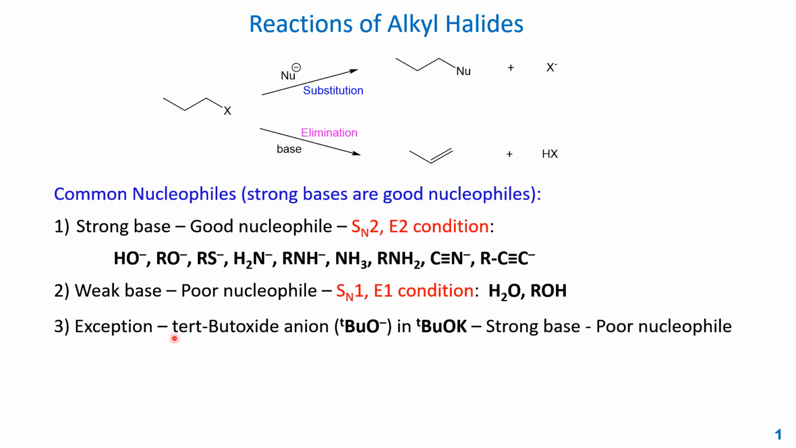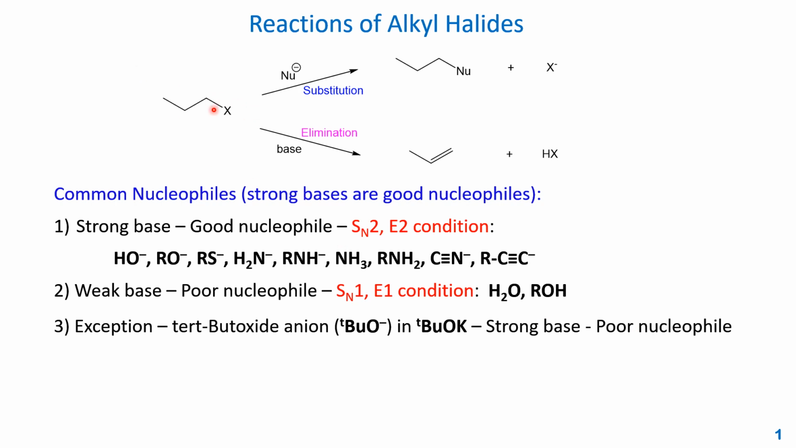An exception is the t-butoxide anion in potassium t-butoxide. This is a strong base but a very poor nucleophile, because of the very bulky t-butyl group in the anion, which causes too much steric hindrance for the substitution reaction. So that's why it's a very poor nucleophile.